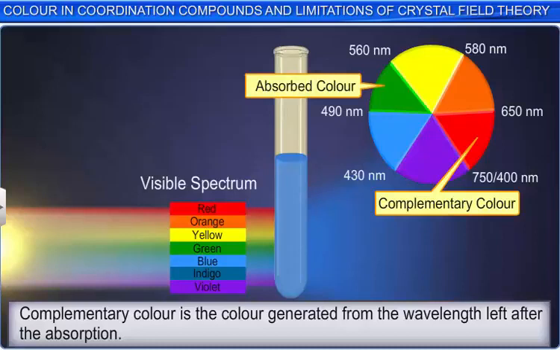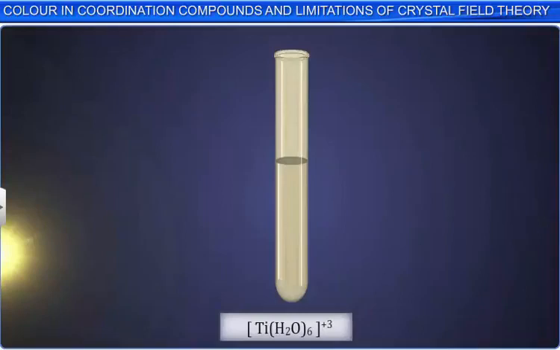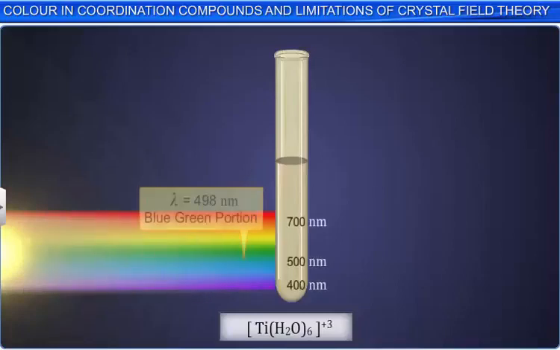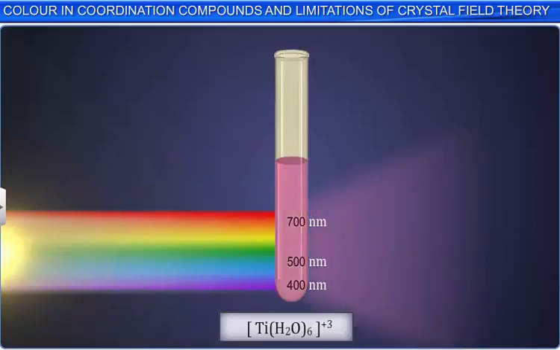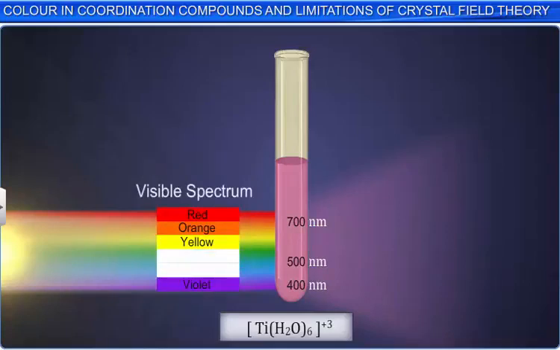For example, for hexaaqua titanium 3+, the maximum absorption occurs at 498 nanometer, which corresponds to the blue-green portion of light. The transmitted light is devoid of the blue-green portion, and hence the complex appears purple. The relationship between the absorbed and transmitted wavelengths can be readily understood from the table here.